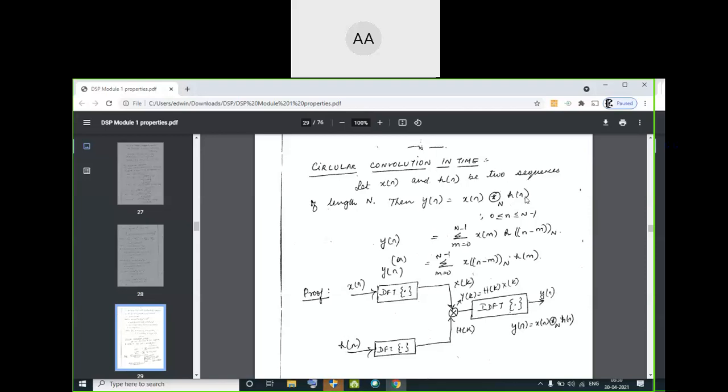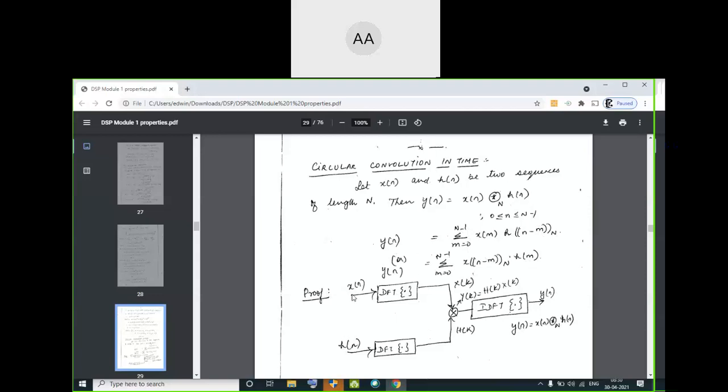For normal linear convolution, you have x of n star h of n. Here you put a circle and write an N like this. This is how you represent circular convolution in time. You can say y of n is equal to the sum from m equals 0 to N minus 1 of x of m, taking some other variable, h of the quantity n minus m. This is your linear convolution also. The only difference is you put double braces and N, which means it is modulo.